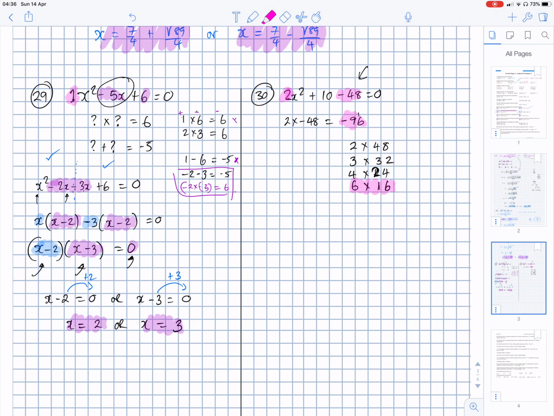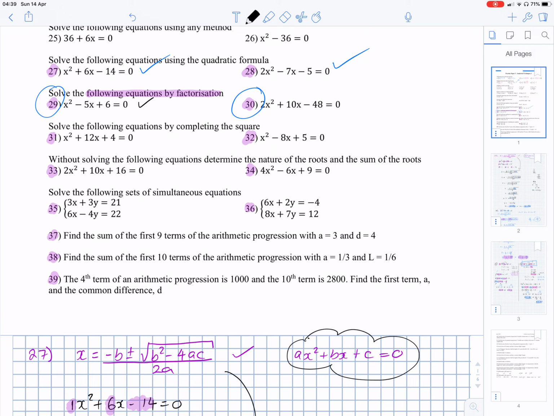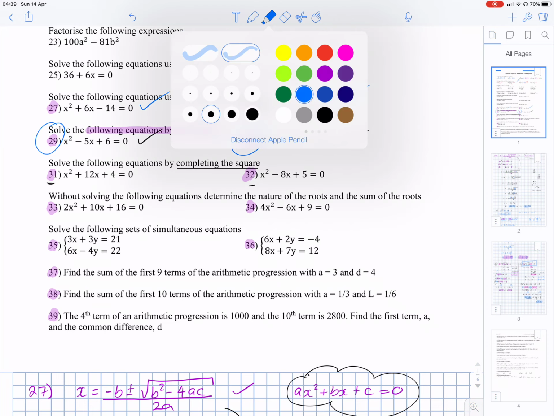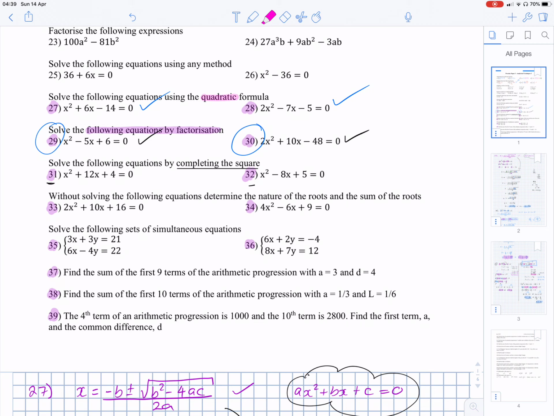So we've done 29 and 30. The next questions are 31 and 32, and we're going to solve these equations by completing the square. There are several methods of solving equations. One of them is using the quadratic formula, which is this one here, and then factorization. Now we're going to look at completing the square in the next video.